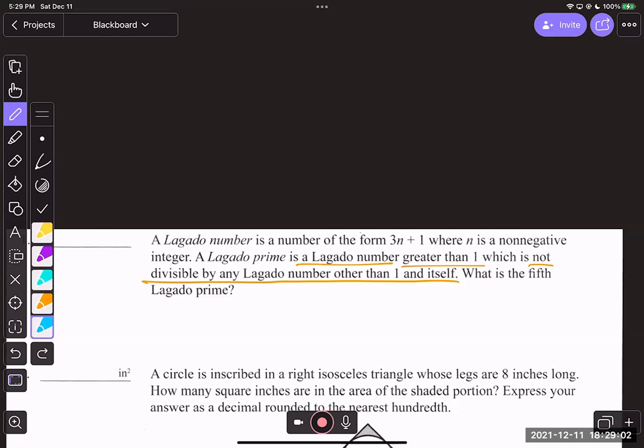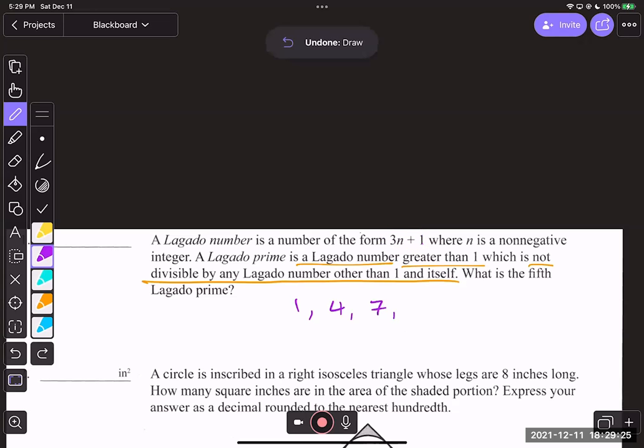It's in the form of 3n plus 1, where n is a non-negative integer. So the first non-negative integer is going to be 0. So 3 times 0 plus 1 is 1. Keep going after this. What are my next few? Then it's going to be 4. Yep. 7, 10.